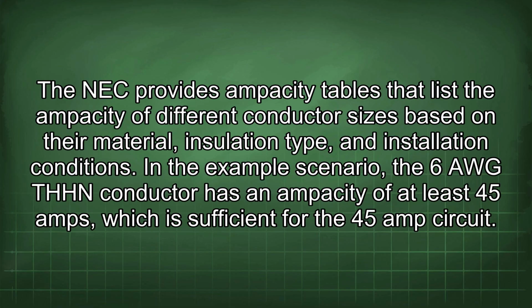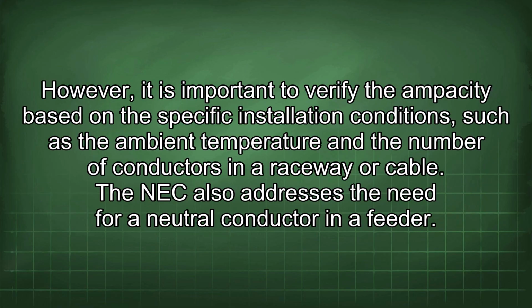The NEC provides ampacity tables that list the ampacity of different conductor sizes based on their material, insulation type, and installation conditions. In the example scenario, the 6 AWG THHN conductor has an ampacity of at least 45 amps, which is sufficient for the 45 amp circuit. However, it is important to verify the ampacity based on the specific installation conditions, such as the ambient temperature and the number of conductors in a raceway or cable.